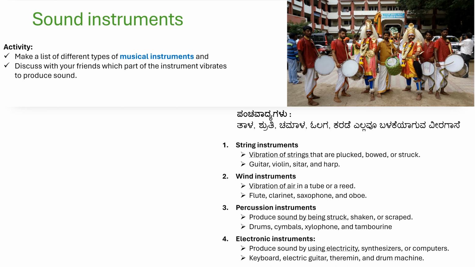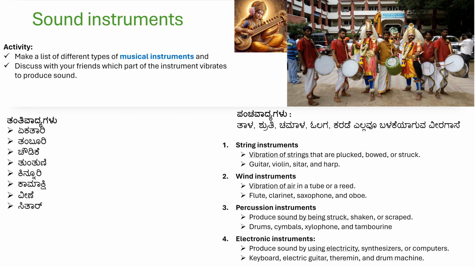And there's a new variety, the electronic instruments, after the invention of electricity, right? They produce sound by using electricity, synthesizers, or computers. Keyboard, electric guitar, theremin, and drum machine are all some examples of electronic instruments. These are some of the ways to classify the instruments. And come back to our traditional folklore culture, right?